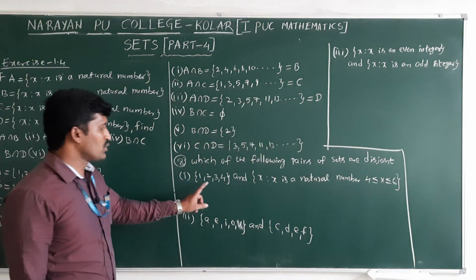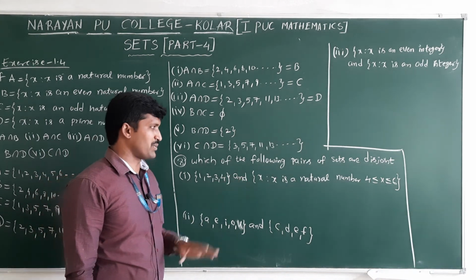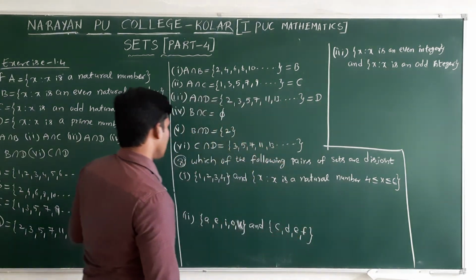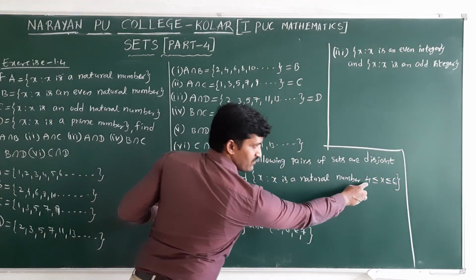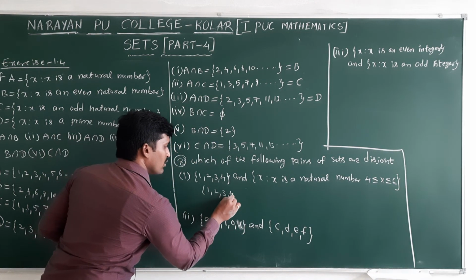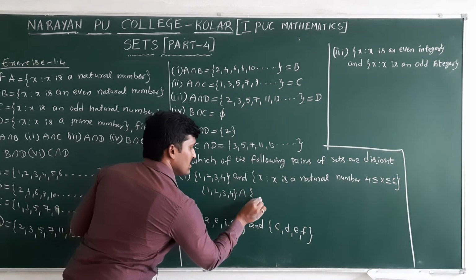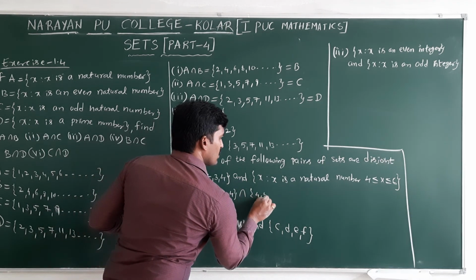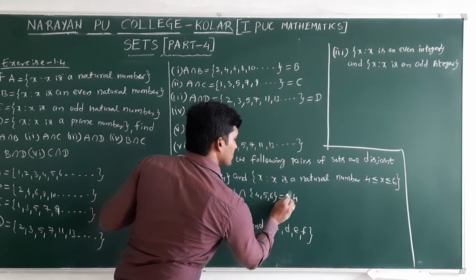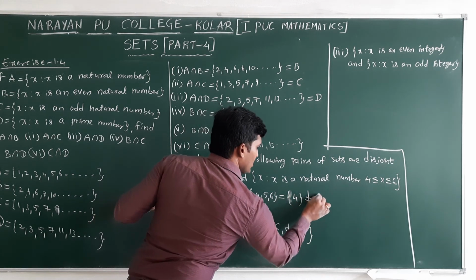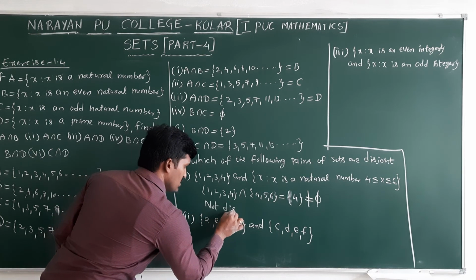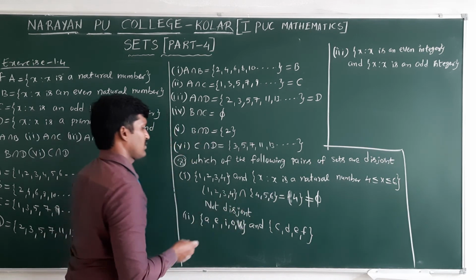Okay. 1, 2, 3, 4 is the first set, and we can take the intersection operation. The other set is x is a natural number lying from 4 to 6, where 4 is also included. In this, 4 is a common element. So 1, 2, 3, 4 intersection 4, 5, 6: what will you get? Common element 4. This is not equal to phi. That's why these are not disjoint sets.